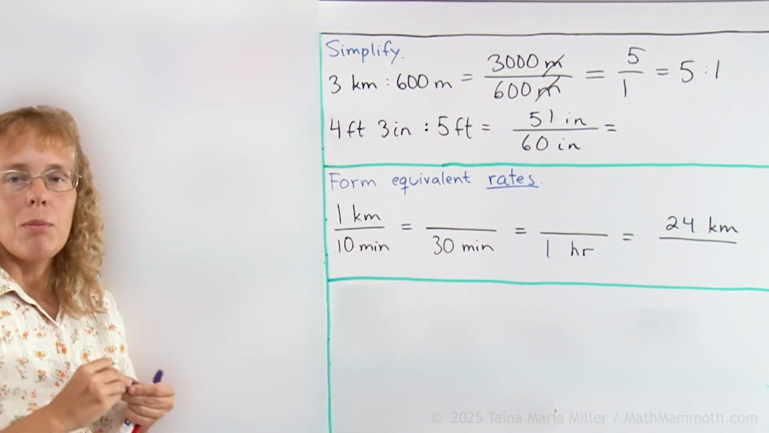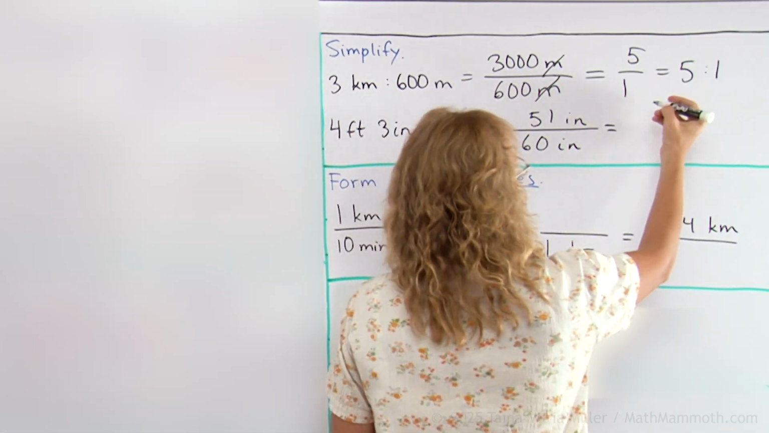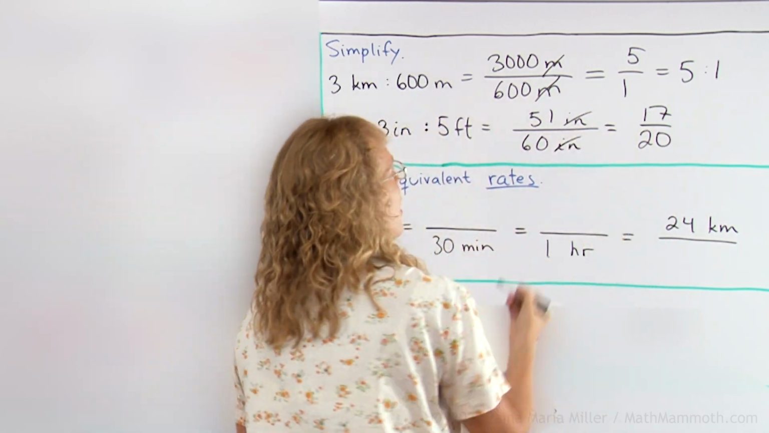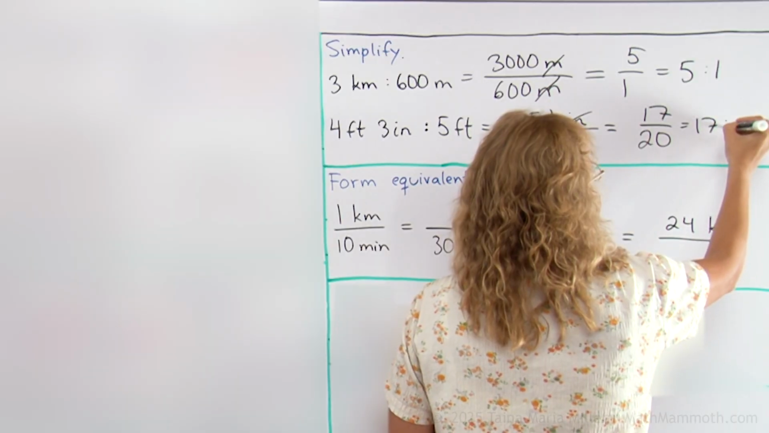Okay, now both of those numbers there are divisible by 3. So I'll do that. 51 divided by 3 is 17, and this we get 20. The inches again, they cancel out of this ratio. So the ratio is just 17 to 20.